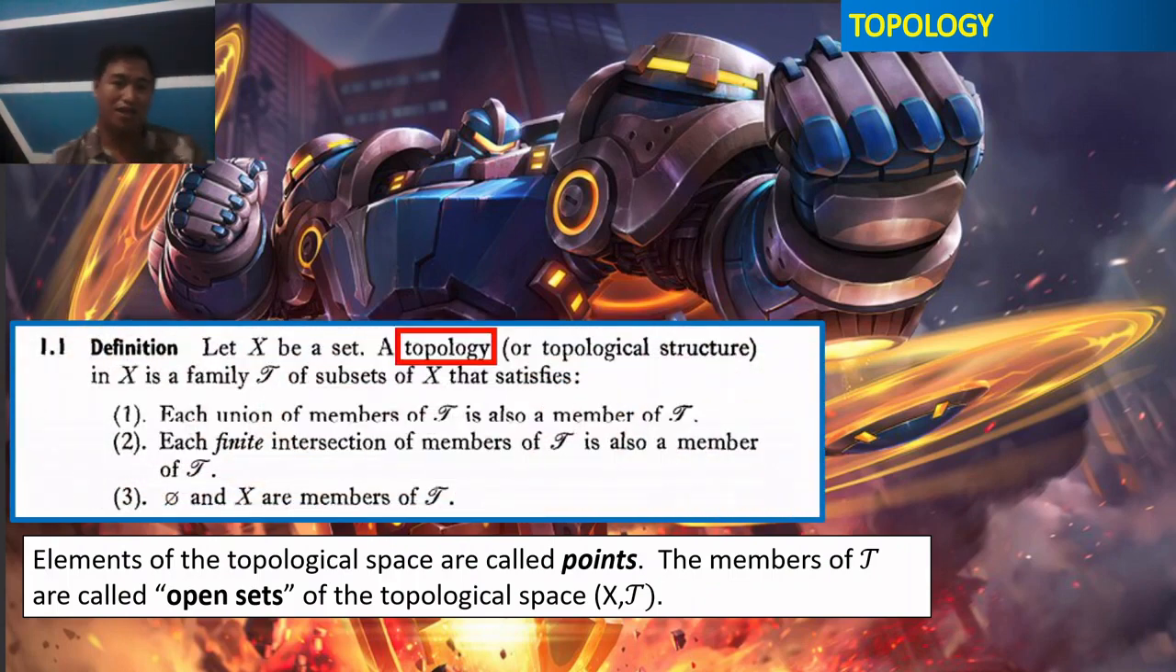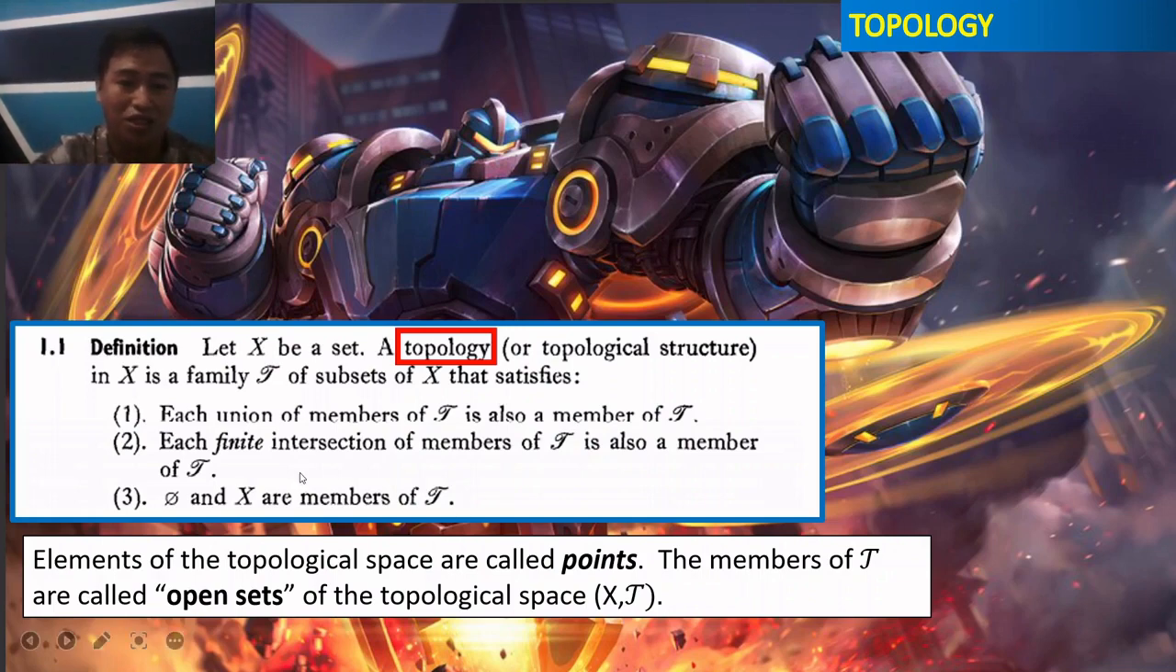Okay, this is just a recap. We discussed already about topology. In our class, some of the topics will be discussed in Bisaya so that the other Bisayan students can understand. Definition: let X be a set, any set. A topology or a topological structure in X is a family tau or script T of subsets of X that satisfies the following.